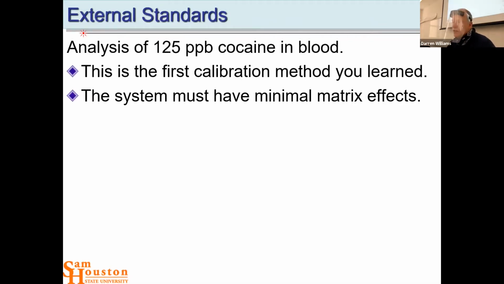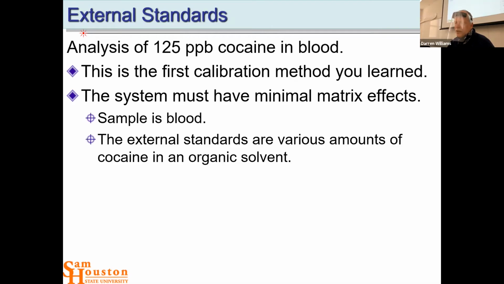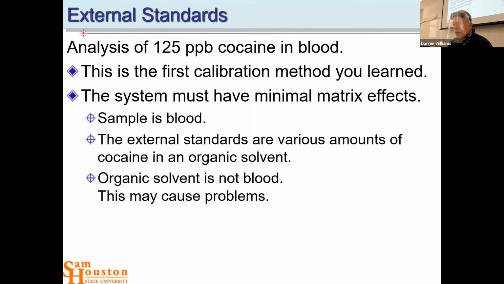So this is the first calibration. You learned the system must have minimal matrix effects for this to work well, but the sample is blood and the external standards are various amounts of cocaine in an organic solvent. So this is probably not going to match. But if it does match, it's real easy and fast and inexpensive, and you can run with it. So we're sort of evaluating, is this going to work, calibrating with an external standard like this? The organic solvent is not blood, and so this may cause problems. So we'll see what those problems are.